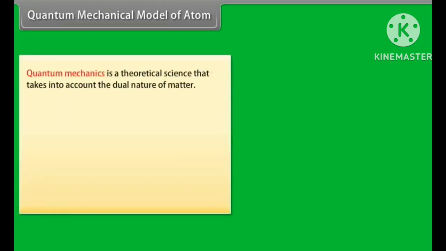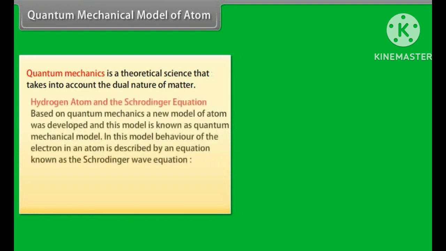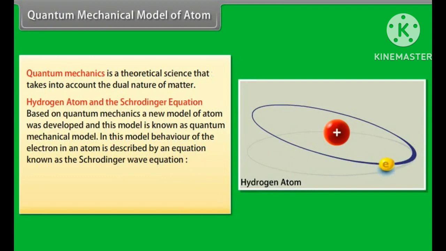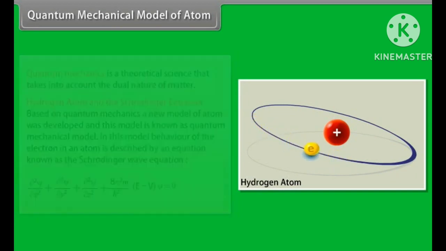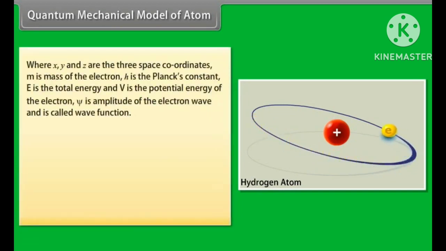Quantum mechanical model of atom. Quantum mechanics is a theoretical science that takes into account the dual nature of matter. Based on quantum mechanics, a new model of the atom was developed, and this model is known as the quantum mechanical model. In this model, the behavior of the electron in an atom is described by an equation known as the Schrödinger wave equation, where x, y, and z are the three space coordinates.